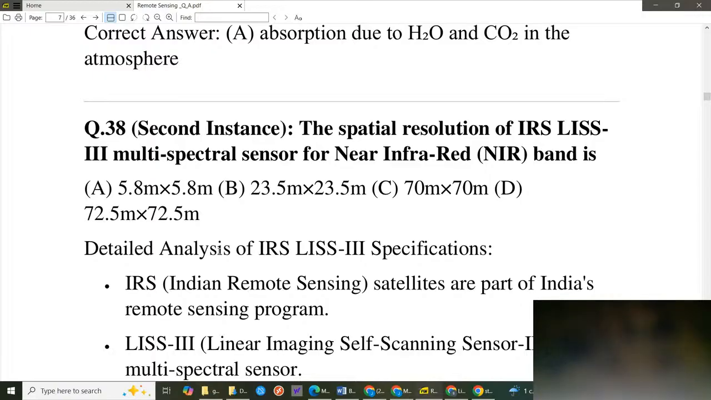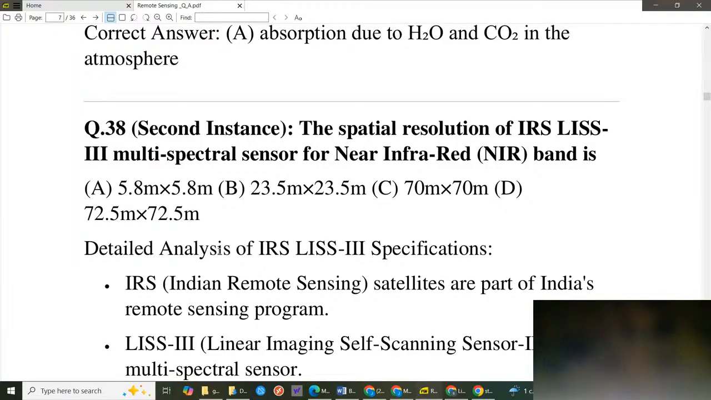So the next question: the spatial resolution of the IRS LISS-III multispectral sensor in the near infrared band is? The options are 5.8 meter, 23.5 meter resolution, 70 meter resolution, and another option.